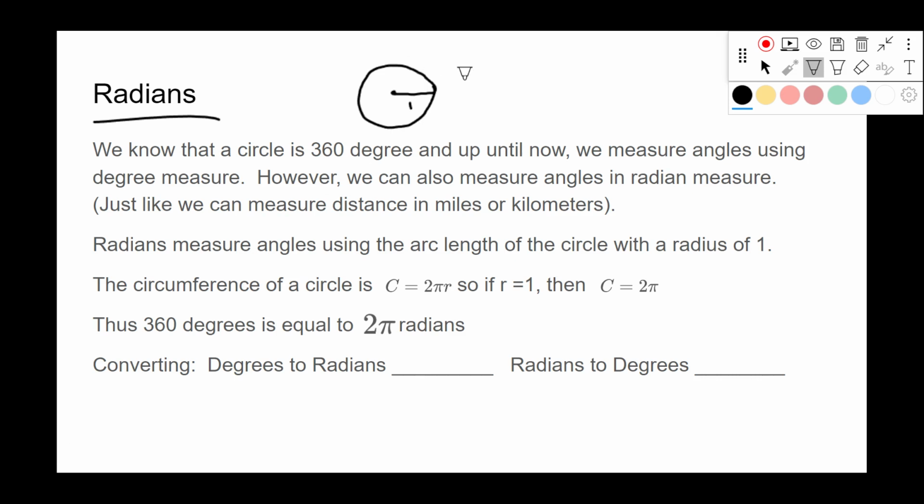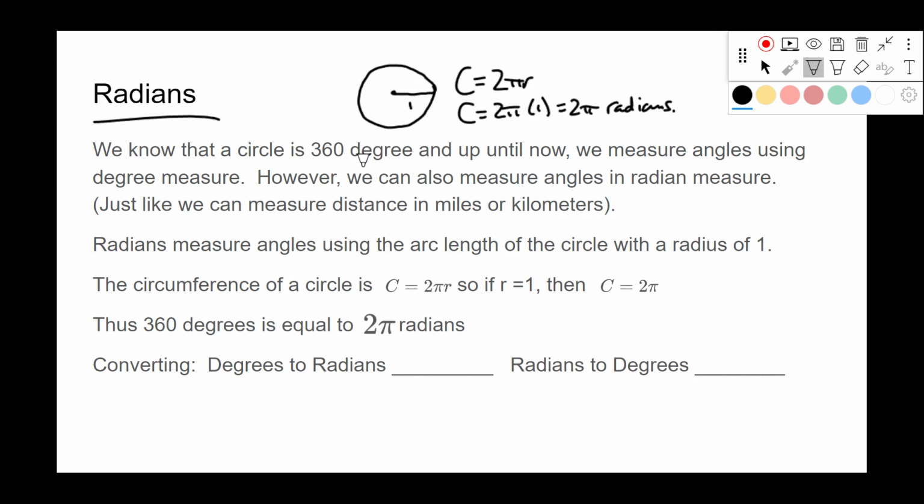Okay, the circumference of a circle, we know how to find the circumference. It's 2 pi times the radius. All right, 2 pi r. That's the circumference of any circle. So if the radius is 1, then the circumference of this circle is 2 pi times 1, which is 2 pi. Okay, so this is 2 pi radians. That's the circumference of the circle, 2 pi, right? Okay, so this angle would be 2 pi radians all the way around.